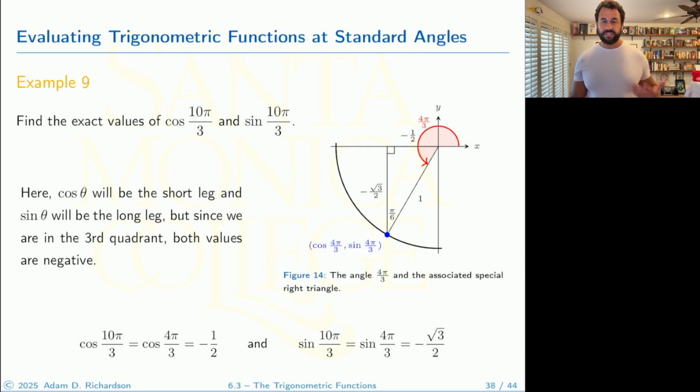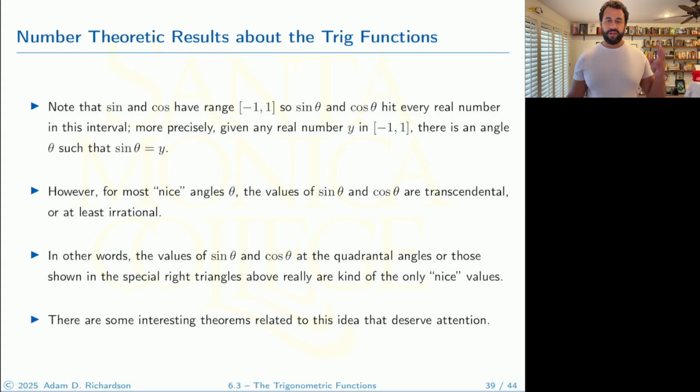All right, now to finish things up, to answer that question about the nice angles, let's talk about some number theoretic results. One thing I want to say is remember that sine and cosine have a range of -1 to 1. So what that means is that the outputs will hit every real number in that interval. More precisely, if you pick any real number y in -1 to 1, then there is an angle such that sine of theta equals y.